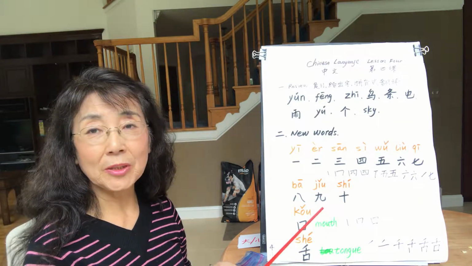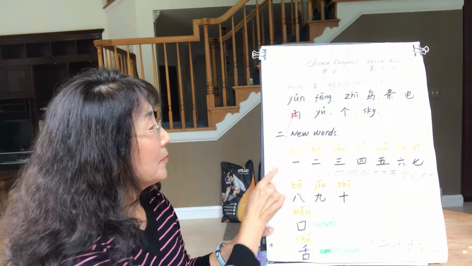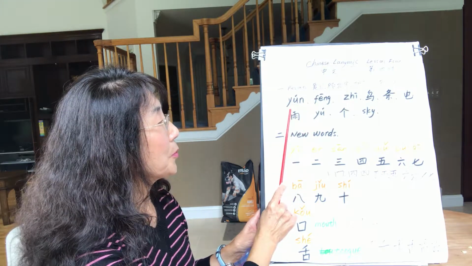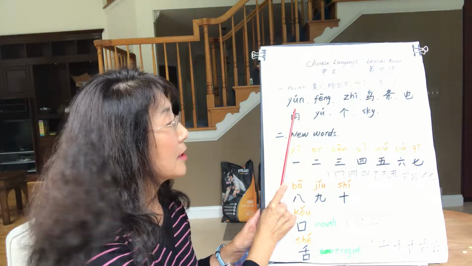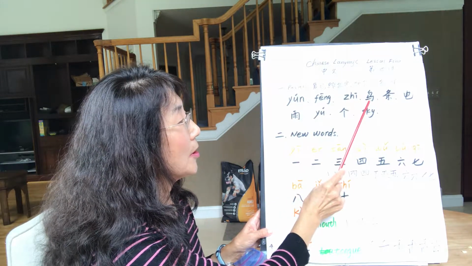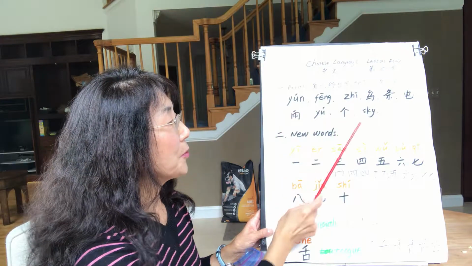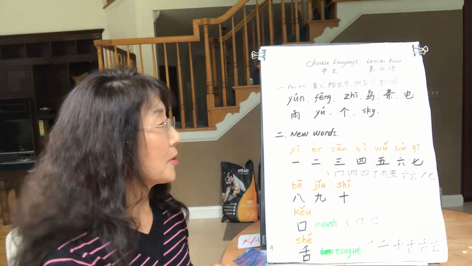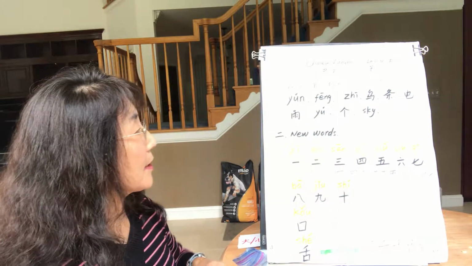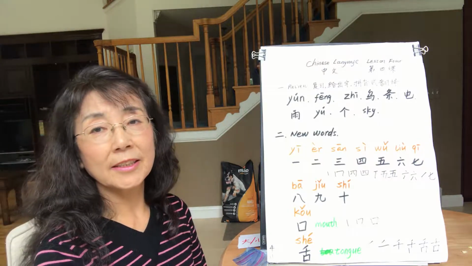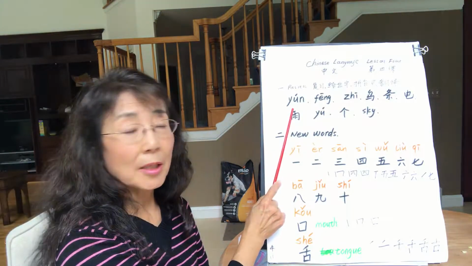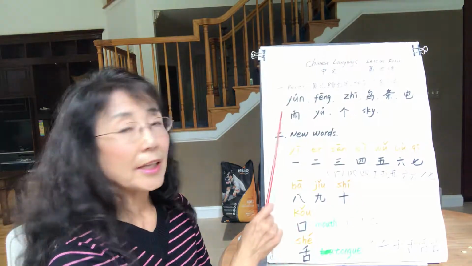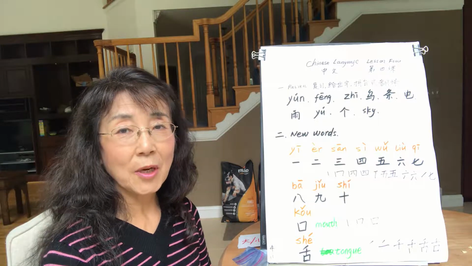First, let's review what we learned last time. The review is about giving the characters for the pinyin, or translating from Chinese into English. First, let's look at this. The first one is the pinyin yun, and the second is feng. So you can give the Chinese characters for them.